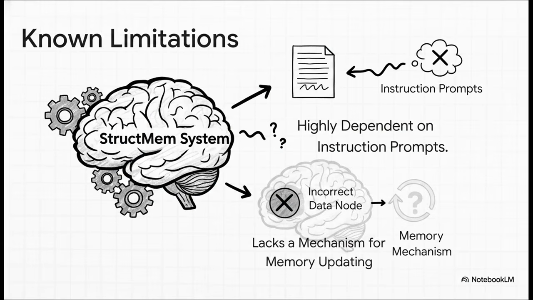Now, of course, no system is perfect, and the authors are really upfront about the current limitations. For one, the quality of the memory you get is highly dependent on how good your prompts are. Garbage in, garbage out. And right now, there's no built-in way for it to update or maybe even forget old memories when new conflicting information shows up. So these are definitely some great areas for future research to tackle.